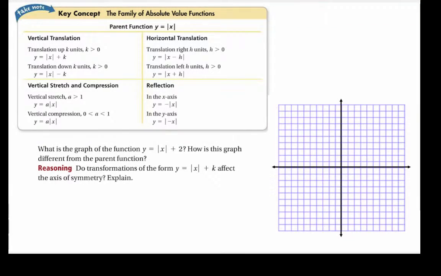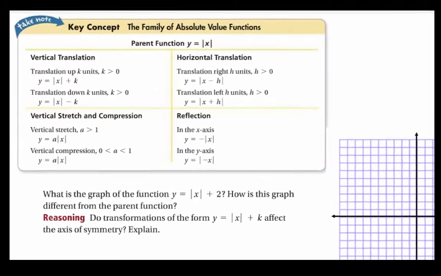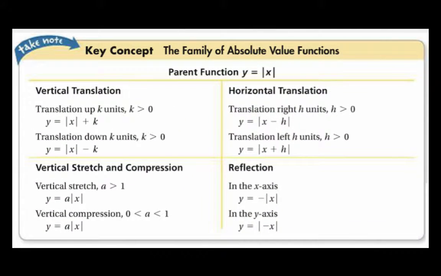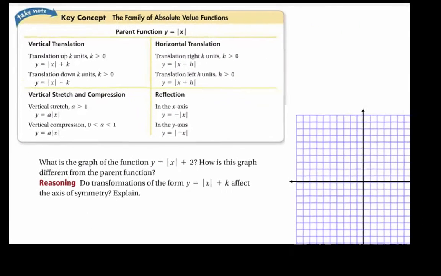Okay, so the family of absolute value functions, you can see in this box here what happens when we do different transformations to the parent function y equals the absolute value of x. We can vertically translate, we can vertically stretch or compress, we can horizontally translate, we can reflect. These concepts are exactly the same actually as what we talked about in our last lesson.